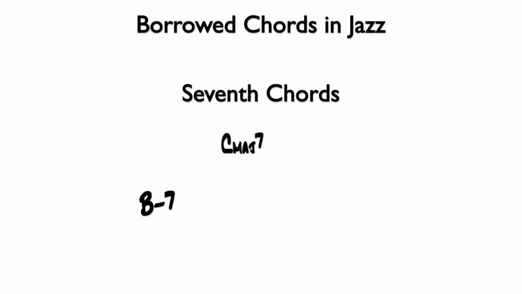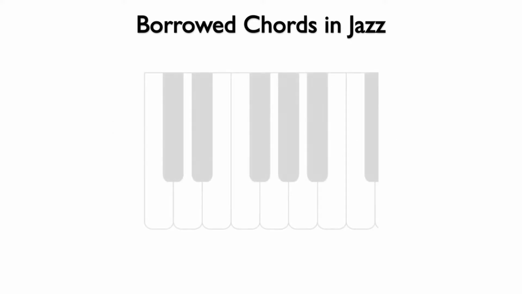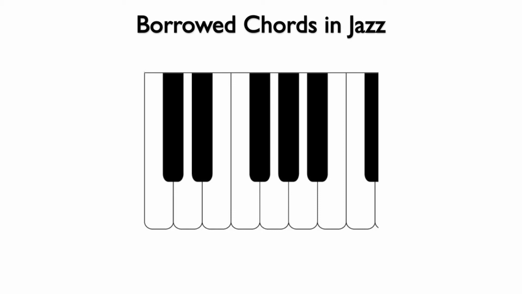Borrowed chords in jazz are used in much the same way that they are in common practice compositions. One difference is that we expect these chords to be seventh chords in jazz, but in the common practice, triads are more common and seventh chords are more of the exception. Before we examine the use of borrowed chords in jazz, let's discuss an important aspect of the analysis.